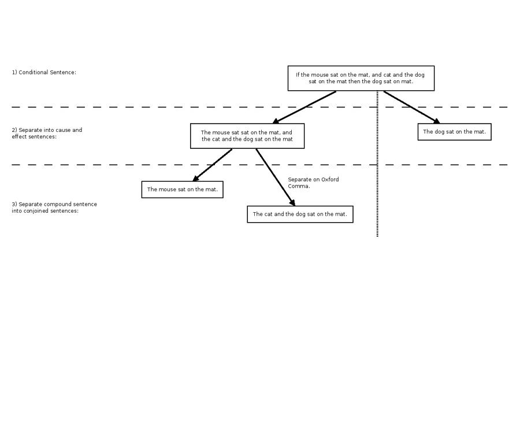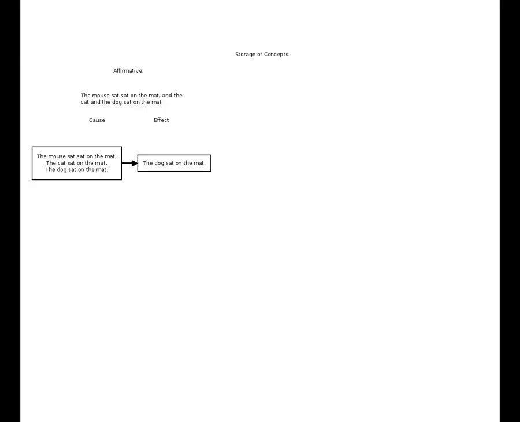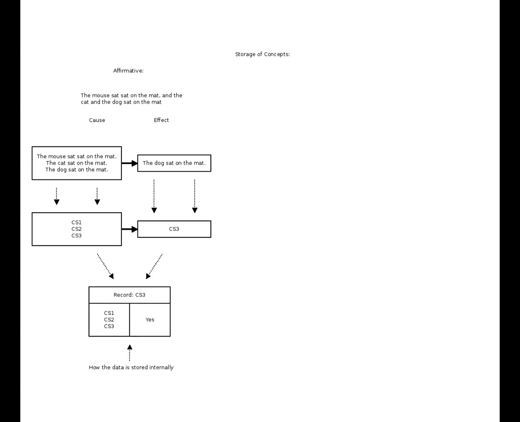So for example, the cause sentence, "the mouse sat on a mat and the cat and the dog sat on a mat", breaks down into two conjoined sentences: "the mouse sat on a mat", "the cat and the dog sat on a mat". Finally, we separate the conjoined sentences into simple sentences. So "the cat and the dog sat on a mat" becomes "the cat sat on a mat" and "the dog sat on a mat". We store the cause and effect sentence pairings in a record, we store the relationship as a non-negated CS effect variable, and then we store the lexicographically sorted list of causes next to a yes value and the value of the attribute adjacent to the cause sentence symbols.